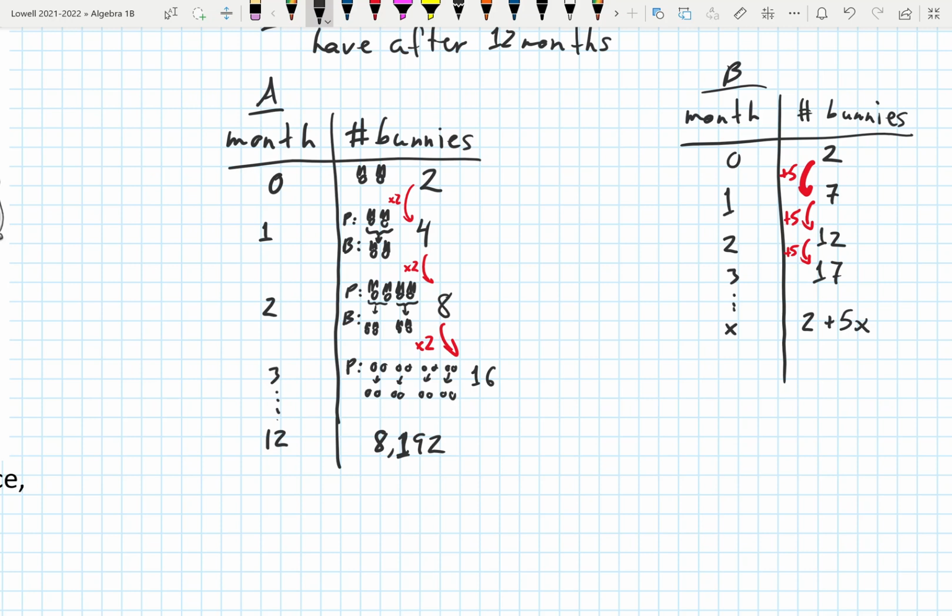I realize now that we did not do that for the other one. So if we just check this, we'll just plug in 12. We don't need to do this one, one at a time because we have the equation. But if I just plug in 12, we should end up with just 62 bunnies. Again, I'm just plugging in 12 for x.